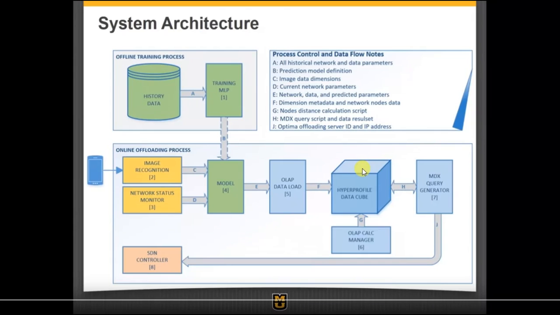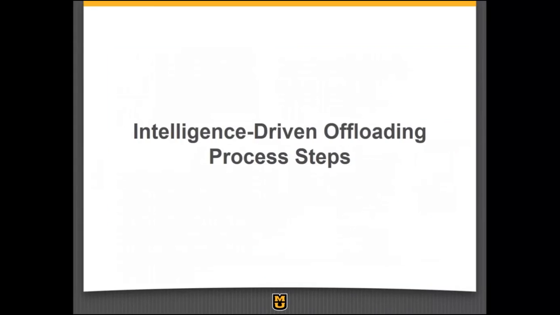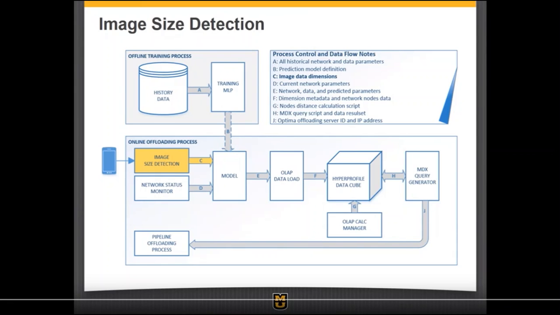The following part will present all the steps of the process. In the following sections, we will demonstrate how the offloading process is triggered by the access device, how the multilayer perceptron trains the model, and how the OLAP cube processes the hyperprofile data, and finally, how the visual data module processes the image to detect the face and identify the subject.